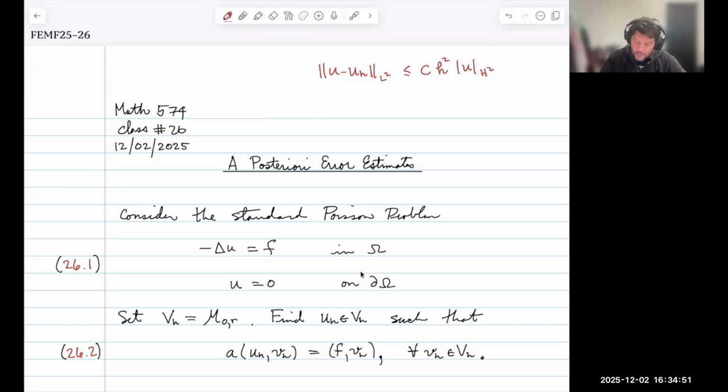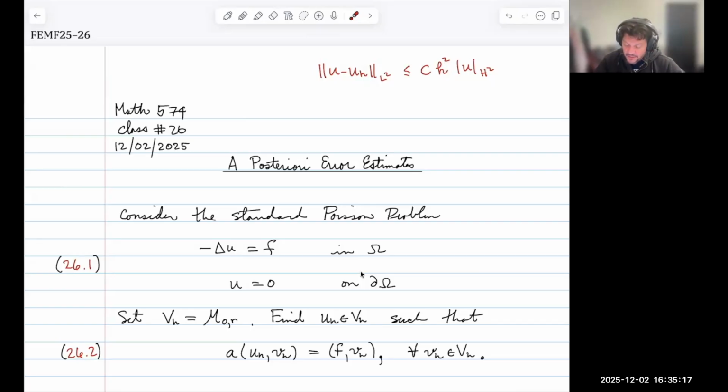So is this useful? Well, this tells us that if we're talking about a particular solution, that constant is fixed for our problem. So as we make h smaller and smaller, the error should go down like h squared. So it's useful, but it doesn't give us a computable estimate of the size of the error.